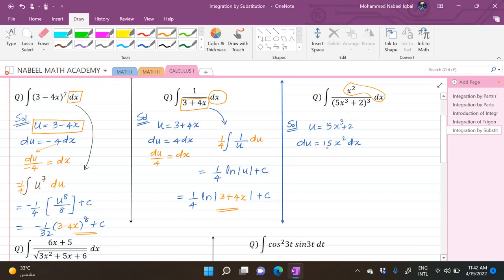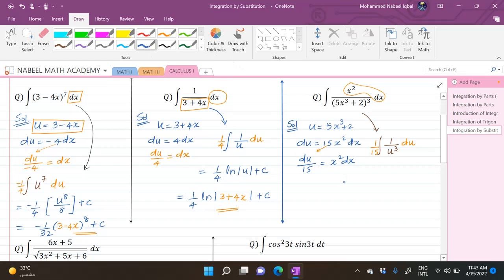I don't want this 15. Just bring it down. Since it is a constant, I can bring it down. So therefore you will find du over 15 is equal to x square dx. And one more thing, if you take the correct u value, the du will be inside the integral. Now the integral is converted in terms of integral 1 over u to the power 3, and this part is nothing but 1 over 15 outside, this is du.